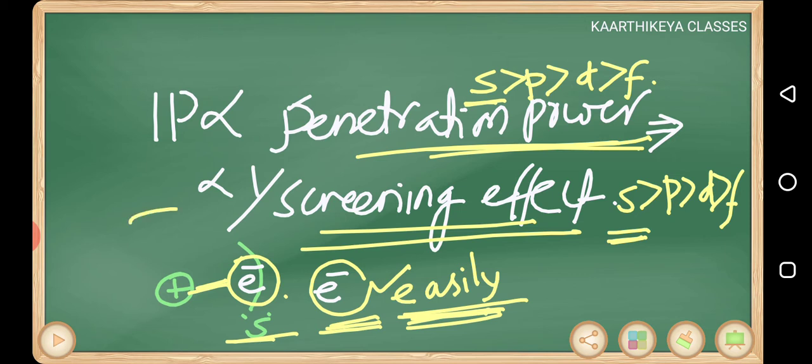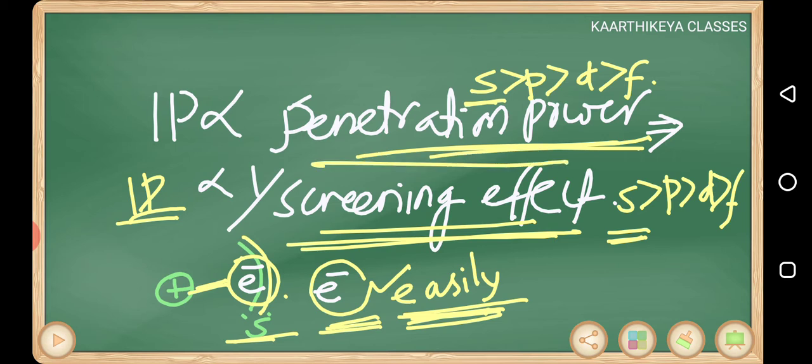That's why ionization potential is inversely proportional to the screening effect. This is the screening effect. But what I was saying here is the penetration effect. If you want to remove the electron from the s orbital, as the s orbital can come close to the nucleus, you cannot remove the electron from here. So you need more energy to remove the s electron, and less energy to remove the electron after the s orbital.